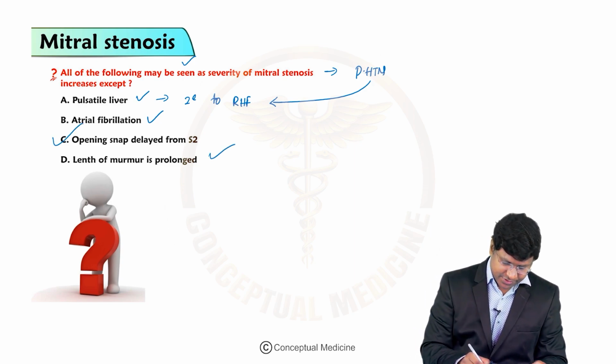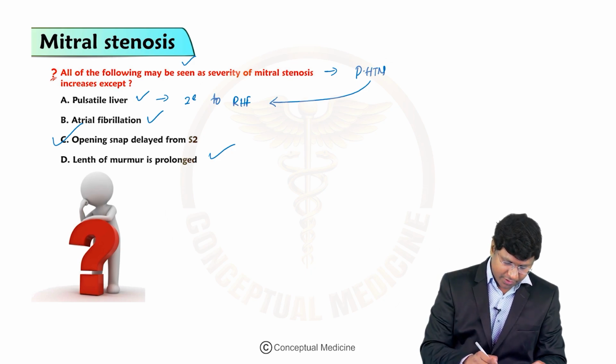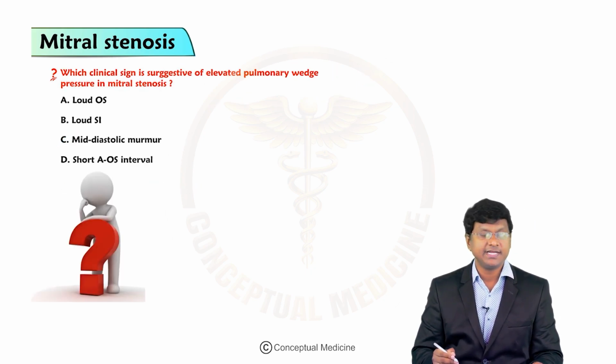And in severe mitral stenosis, there is also development of atrial fibrillation, and even the length of the murmur is prolonged. But opening snap is not delayed from S2, right? It will be very close to S2.